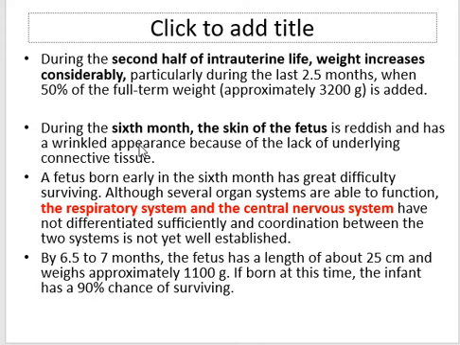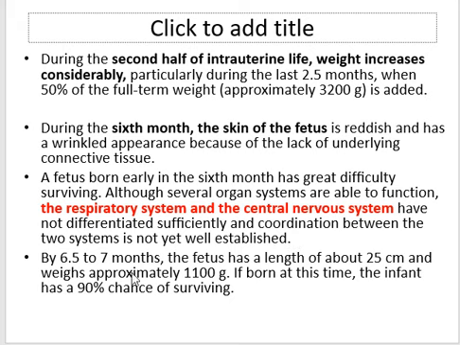During the sixth month, the skin of the fetus is reddish and has a wrinkled appearance because of the lack of underlying connective tissue. We have no connective tissue, so it is wrinkled. During the sixth month, there will be no coordination between the respiratory system and the central nervous system. So, at this stage, if the fetus is born, it can't survive.